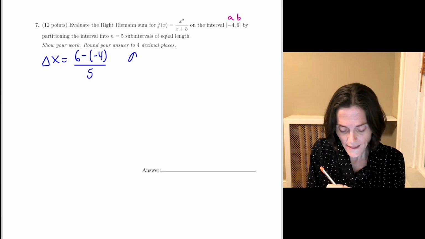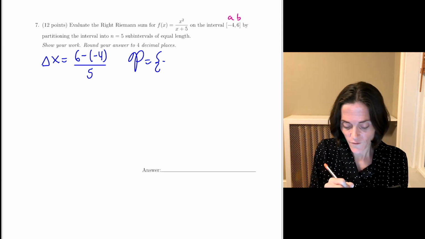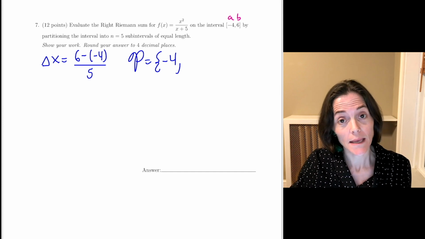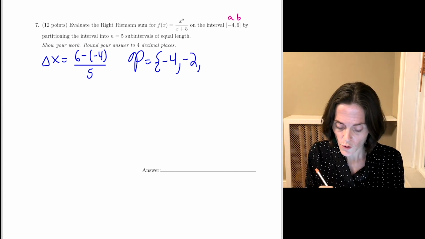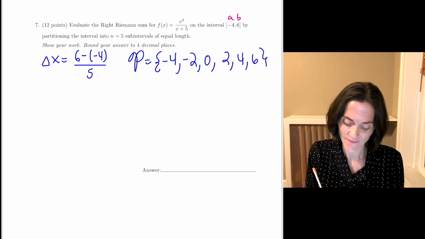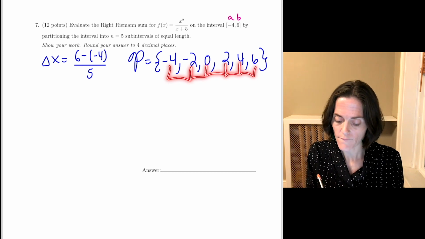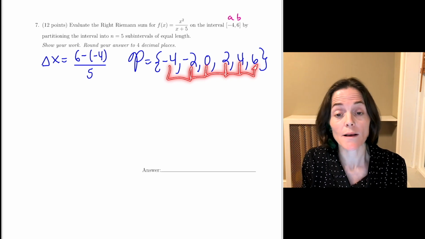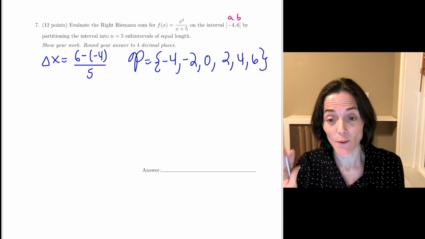Next step, write down your partition. We start at the left endpoint, which is -4. We march forward by delta x until we hit the right endpoint. So we have -4, -2, 0, 2, 4, and 6. And we could check. We have 1, 2, 3, 4, 5 subintervals. Or if you think about points in the partition, you always have one more point in the partition than you do subintervals. Here we have 6 points.